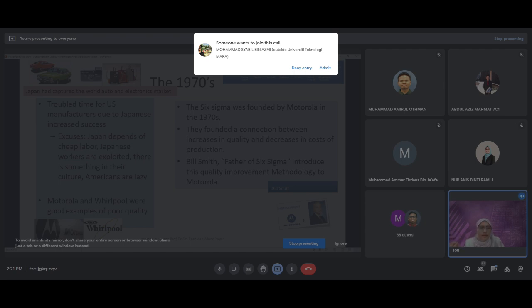So later we are going to learn, I'm going to explain to you a little bit on what Six Sigma is. Six Sigma is a methodology to improve Motorola. So by adopting Six Sigma, Motorola has successfully improved the product quality.